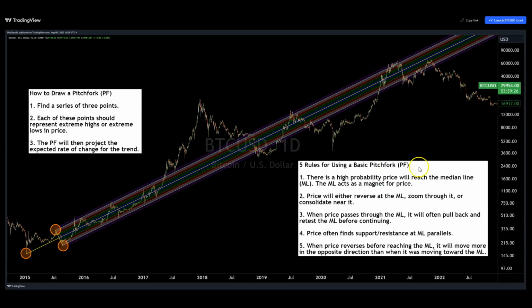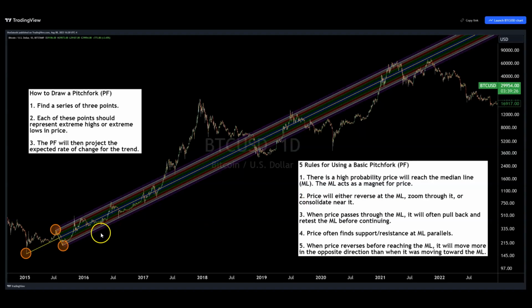But anyway, there are more rules, which honestly probably aren't too helpful, because they kind of just say, yeah, we're probably going to go up or down. But I think the most important rule for the pitchfork is the median line acts as a magnet for price. There's a high probability price will reach the median line.